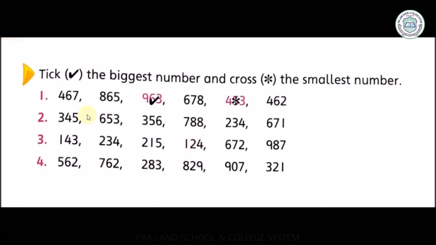The last example we have 562, 762, 283, 829, 907 and 321. The biggest number in this column is 907. We have to take 907. And the smallest number in this column is 283. We have to cross the smallest number, and that is 283.